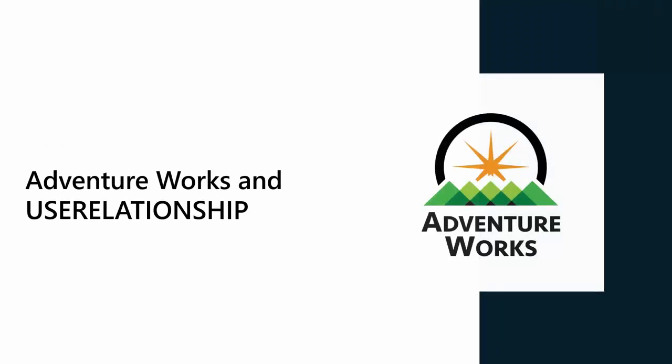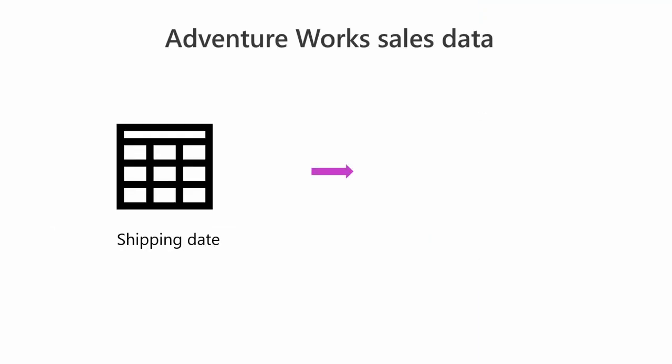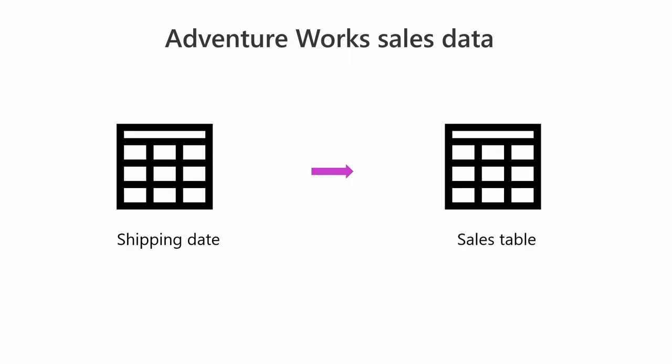AdventureWorks needs to analyze its sales data based on the shipping date. It could create a calculated table for the shipping date and relate it to the sales table. This might work well for a smaller dataset, but AdventureWorks has millions of shipping records. A more effective approach is for AdventureWorks to use the USERELATIONSHIP function to create a measure that utilizes the inactive relationships between the tables.